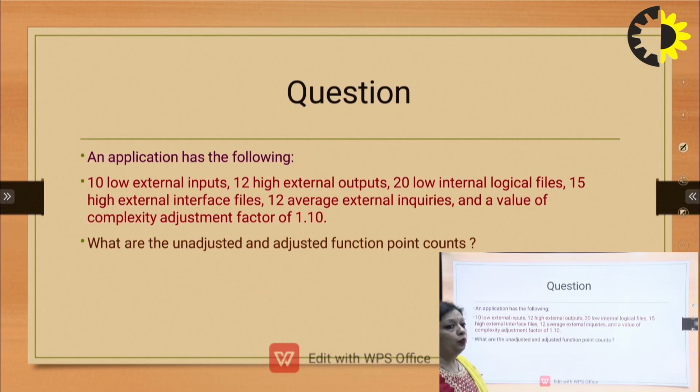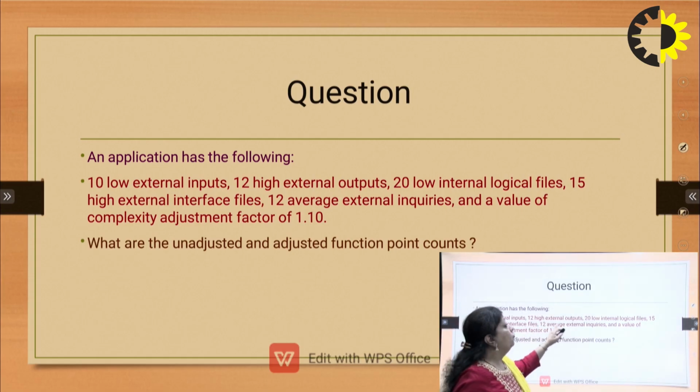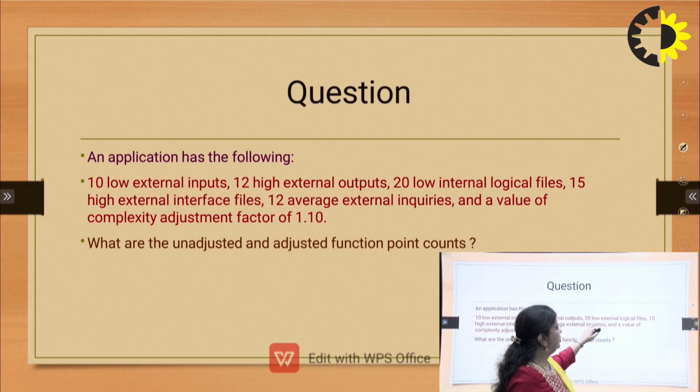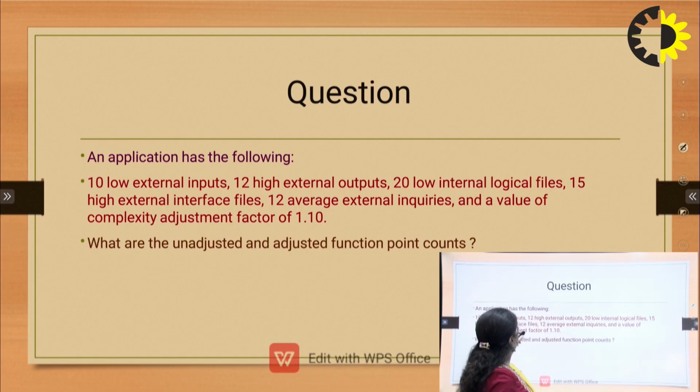Now let's take one more example to make this concept clearer. So now the application has the following. It has 10 low external inputs. Now in the previous question, everything was given to me as average, so I took the entire central column. But now the values are different. For input it is low. For output it is high. For internal logical files it is low. For external interfaces it is high. And external inquiries it is average.